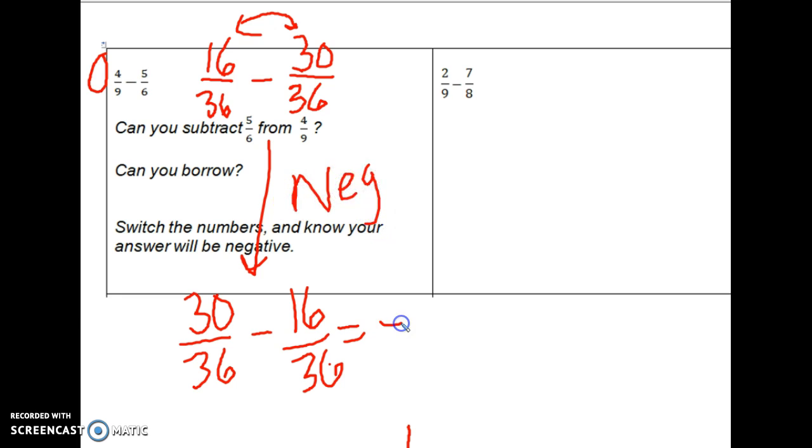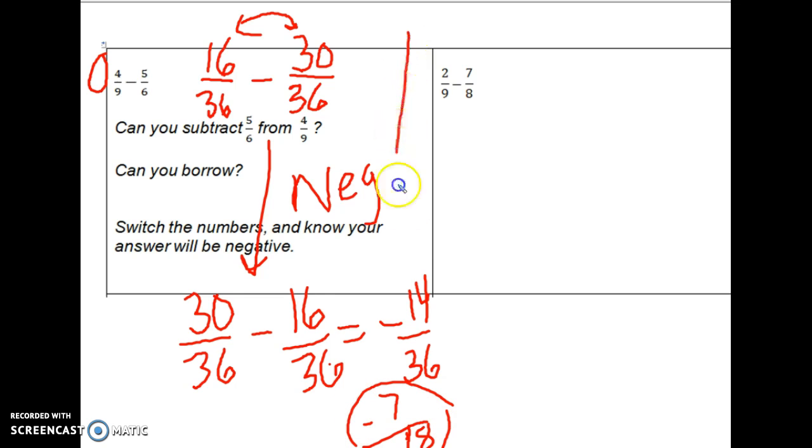So now I know my answer is negative, just subtract. 30 minus 16 is 14 over 36, but simplify it down to negative 7 over 18. So answer is negative 7/18. Okay, let's try the next one.